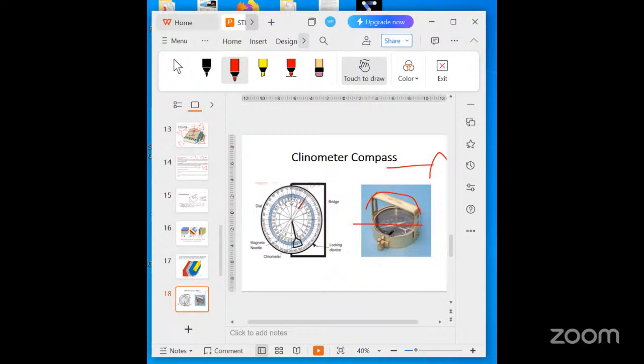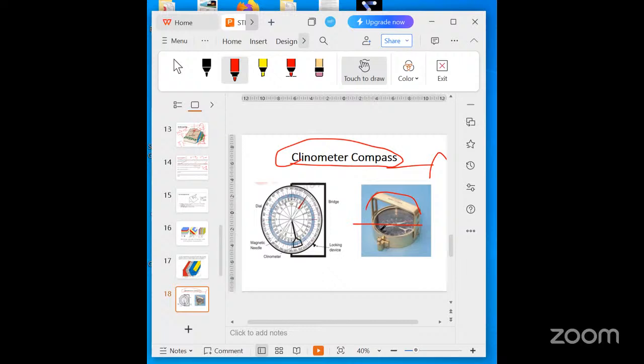In order to understand the attitude and orientation of the rock structures, you are required to measure their dip and strike on the outcrops during the field work. And the measurement is done with the help of which one? Clinometer compass. This is called clinometer compass. This is the real picture. The clinometer compass consists of compass and clinometer.